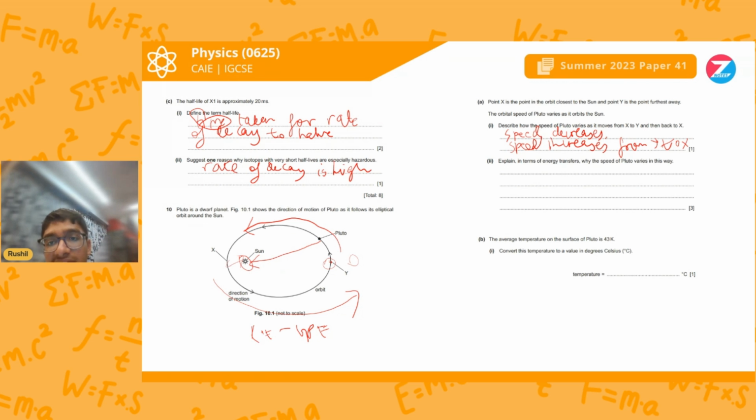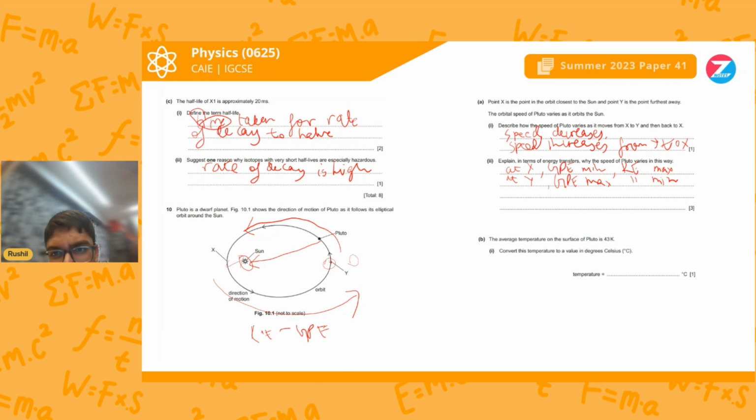Now, explain in terms of energy transfers why the speed of Pluto varies this way. I have already done that. So we've basically got to write what I just explained. Closest to the sun at X, GPE is minimum, KE is maximum. At Y, GPE max and KE minimum.